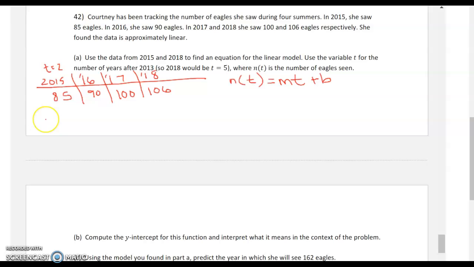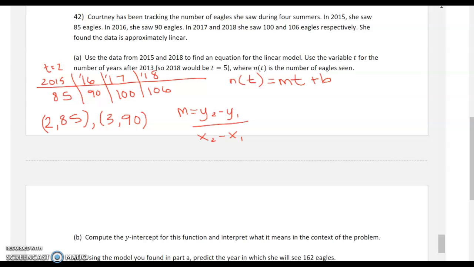So for the first one, I know t is 2 because it's how many years after 13, and 85 eagles. The next one will be 3, 90. So I'm going to use those 2 points to find my slope. So I'll use the slope formula, y2 minus y1 over x2 minus x1.